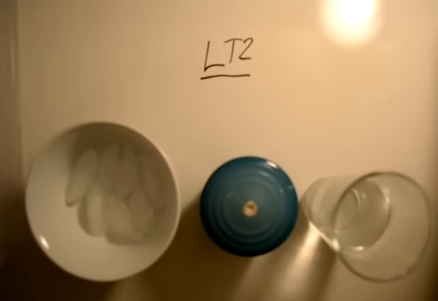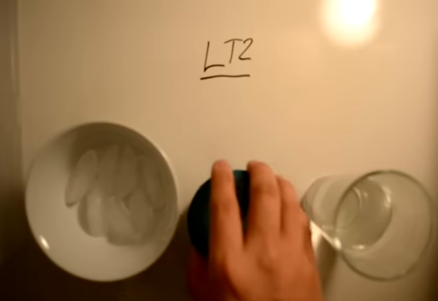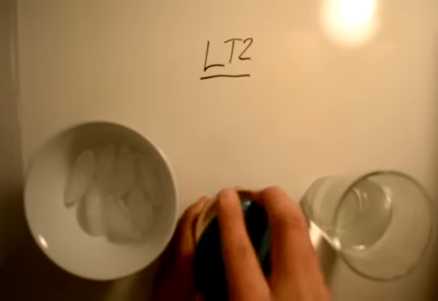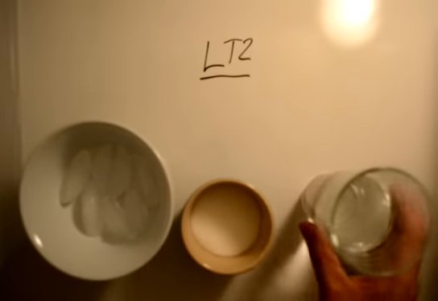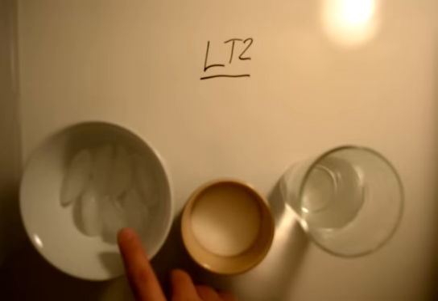Alright, Mr. Wynn here, talking about Learning Target 2. Learning Target 2 is I can describe the different properties of water. Now, as you can see here, I have some sugar, I have a cup of water, and I have ice.